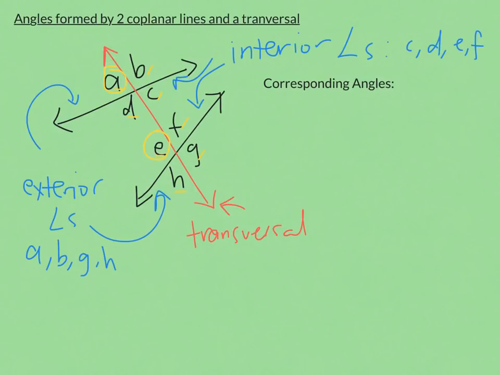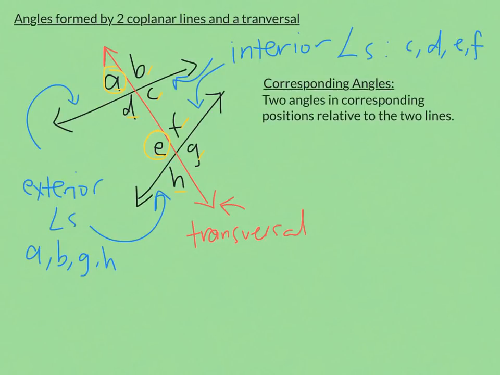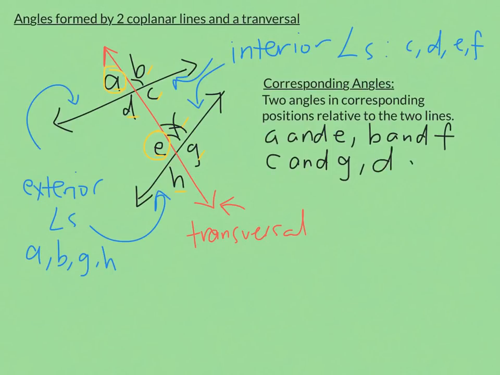Corresponding angles, as the name suggests, are two angles in corresponding positions relative to the two lines. In this example, we will be looking at angles A and E, which are on the left side of the transversal and above the two lines, and angles B and F, they are also above the two lines and on the right side of the transversal. And we also have angles C and G. They are both below the two lines, and on the right side of the transversal, and angles D and H.